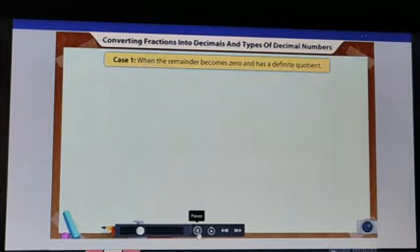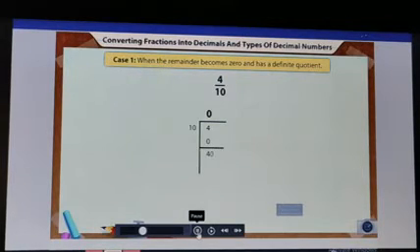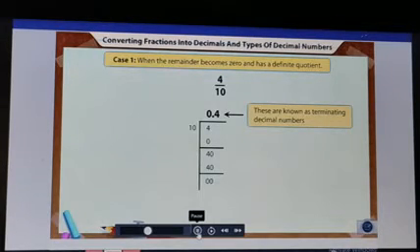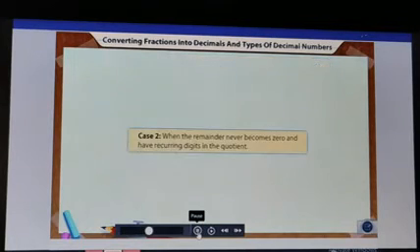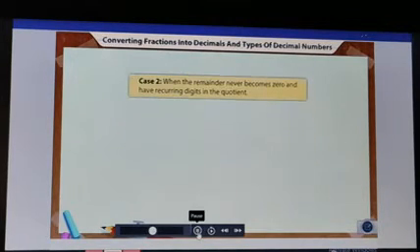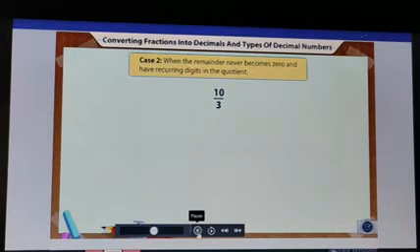For example, in the fraction 4 by 10, when 4 is divided by 10, we simply get the remainder as 0 and the quotient as 0.4. These are known as terminating decimal numbers. Second, when the remainder never becomes 0 and have recurring digits in the quotient. In the previous case, when you divide 4 by 10, the answer is 0.4, certainly it was 0.4 only.